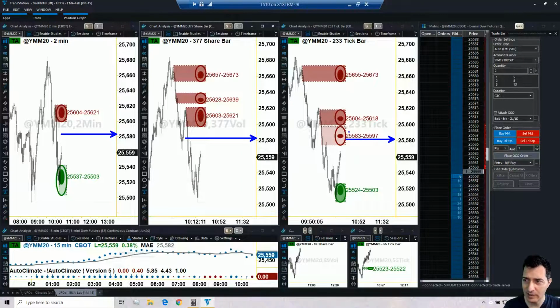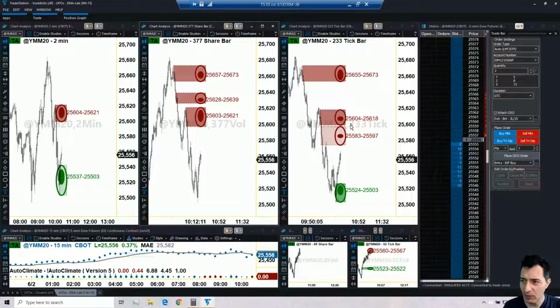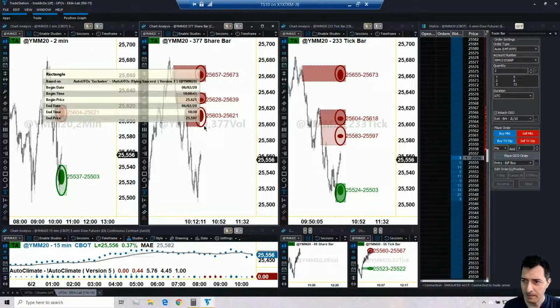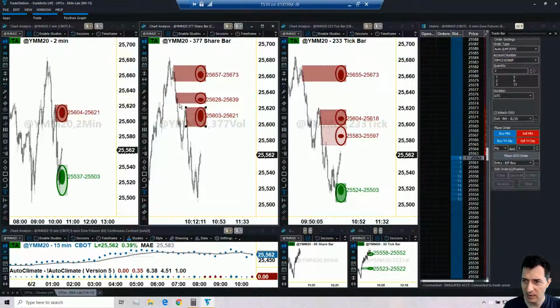Now my concern is that this UFO may overlap this one. So we need to be very careful with overlapping UFOs. The top of this one is 597, and notice how this is the beginning of this one. So this UFO overlaps with this one. In other words, if I was to place a stop using 597, well, I cannot. I need to use 621. And 621 happens to be above 681, so that's fine.